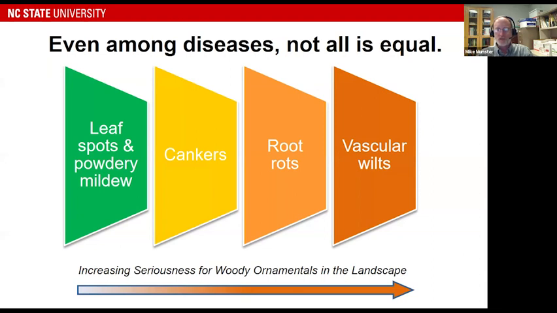There are a few exceptions, but as a general rule, the leaf spots and powdery mildews are going to be the least significant in terms of the long-term health of the plant. They're often pretty much cosmetic, especially on our deciduous plants that are going to drop those leaves anyway at the end of the season. Then more severe would be canker diseases, where you're losing entire branches, or it could be just the tips, or more substantial branches. Root rot is more serious yet, where you're affecting the ability of the plants to withdraw water and nutrients from the soil. And vascular wilts, where the xylem basically gets plugged up and you get some real serious effects. Among these would be, for example, Dutch elm disease, or more recently, laurel wilt.